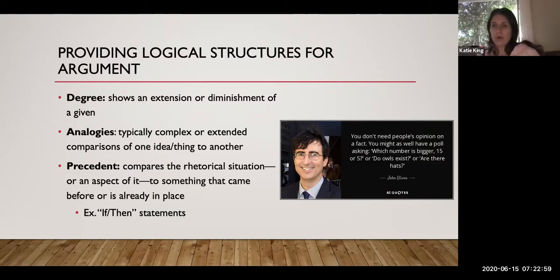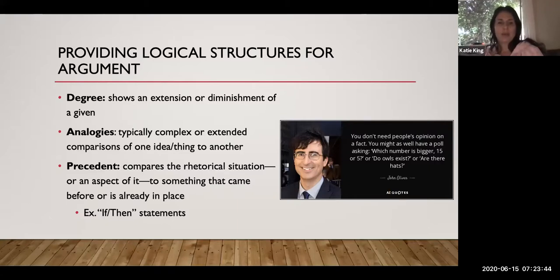you might as well have a poll asking which number is bigger, 15 or 5? Do owls exist? Are there hats? What he's saying is a fact is a fact. It doesn't matter how people feel about it. To fret over how people feel about a fact is just as ridiculous as asking if owls exist. That's the analogy. That's what he's getting at. So they're very useful. I love them. They're very useful in explaining something that is very unfamiliar or foreign to an audience in a way that they understand.